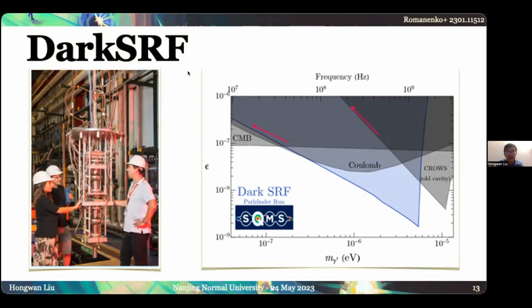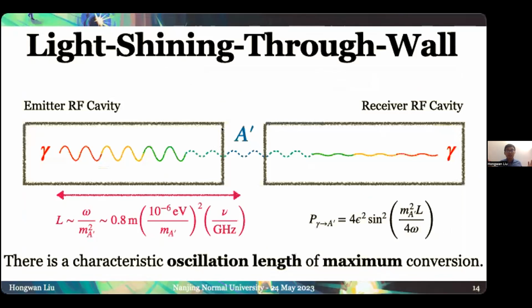So that's what I'm going to explain to you: why can't we do this search for very light dark photons, say something like 10 to the minus 9 eV, in the lab? And this is because, essentially, if you look at how the photon oscillates into the dark photon and back into the photon, there is a characteristic length over which such oscillation occurs maximally. And this characteristic length L here is given by the energy of the photon that you're trying to get to oscillate into A primes, divided by the mass of the A prime squared.